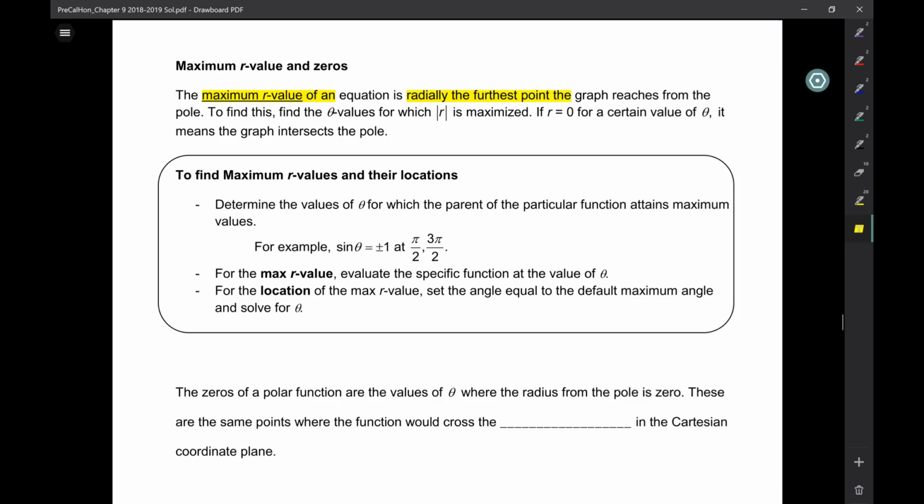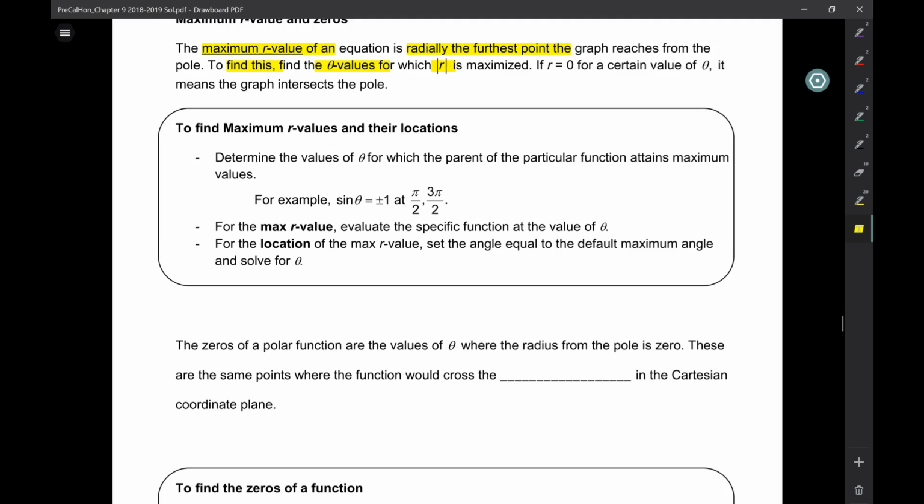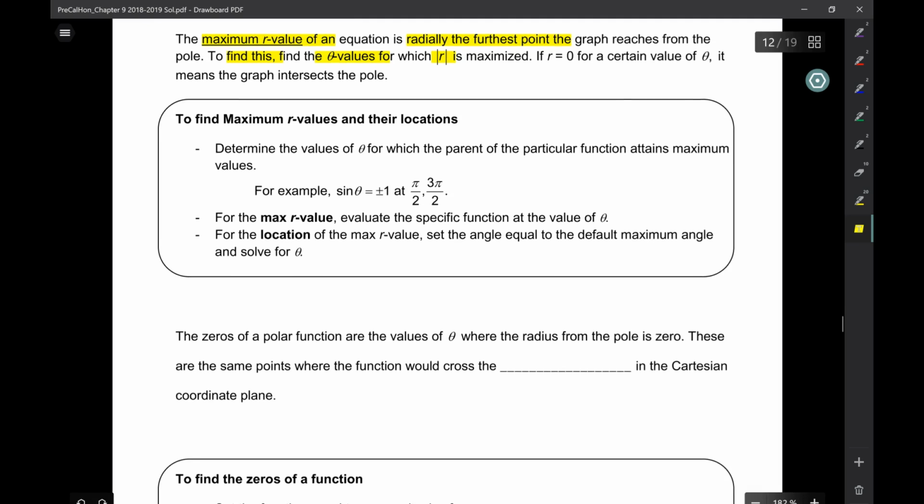So, if it's a sine function, ask yourself, for what theta is sine maximum? Pi over 2, 3 pi over 2. When is cosine maximum? 0 and pi. So, to find maximum R values and their locations, you're going to do just that. Determine the values of theta where you have maximum values.